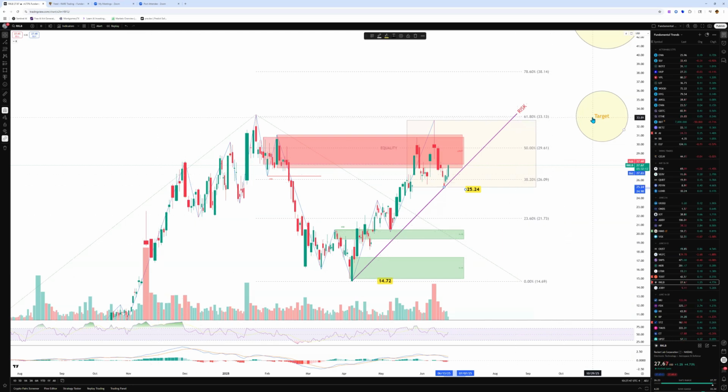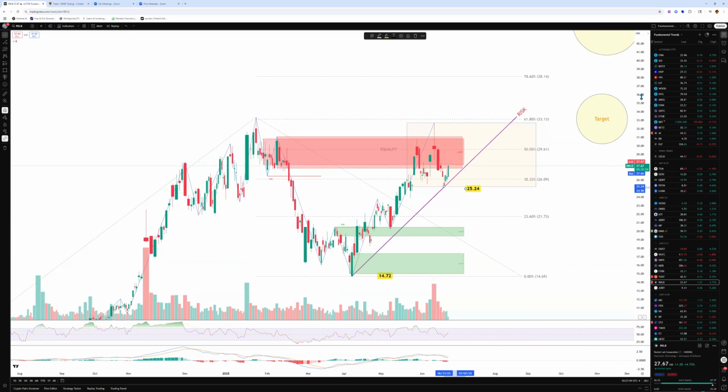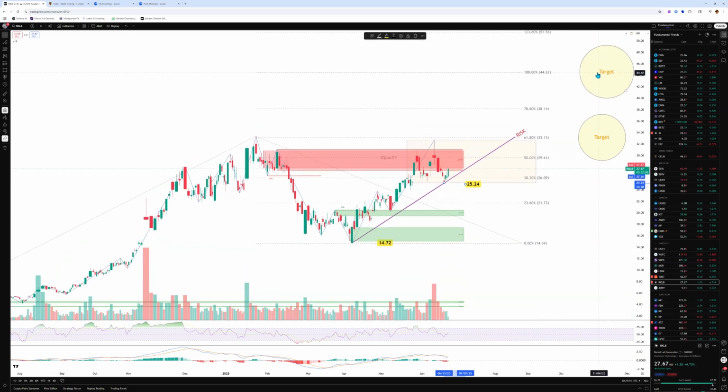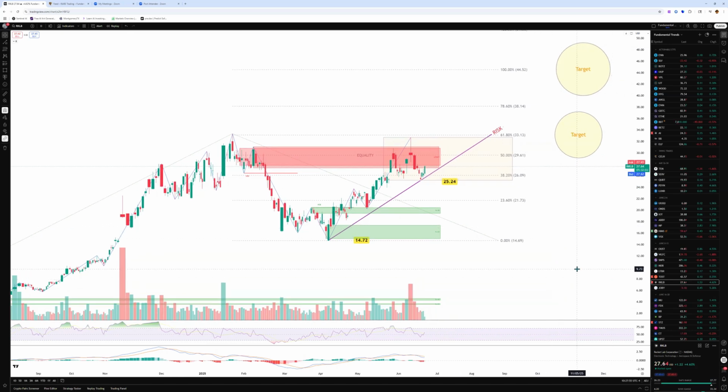So I still think our target's going to be up around 33, and then I have a much larger target up around the HUD and fib around $45. And structurally, I see no reason it shouldn't play out. The question is, do we get a better price at $20.42 or don't we? That's really what it comes down to.